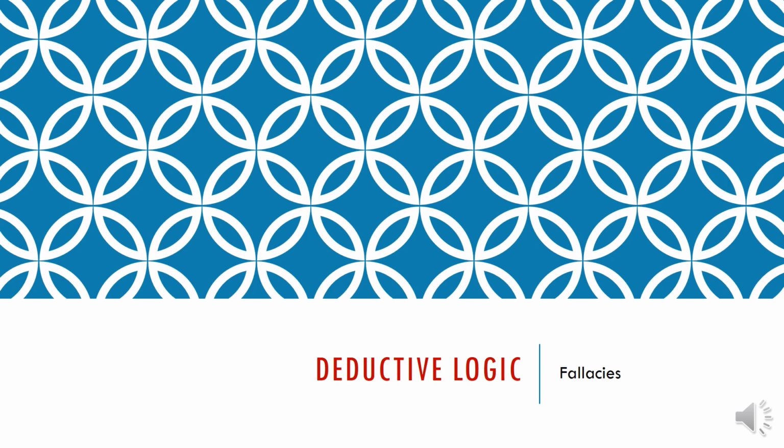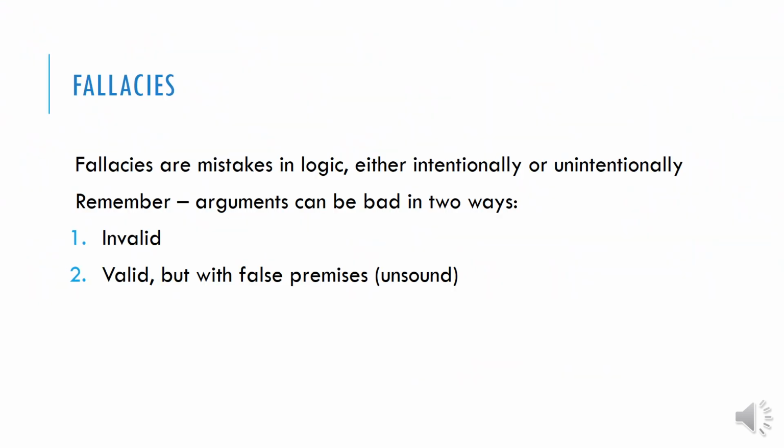Hi everyone. In this lecture we will be diving into the fallacies of deductive logic. Fallacies are mistakes in the way in which we reason, mistakes in the logic that we're using. If you'll remember, arguments can go wrong in two ways: either the structure is bad or the content is bad. So an argument can either be invalid or unsound.